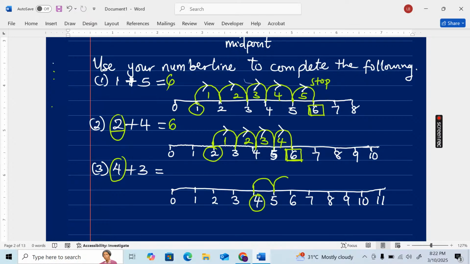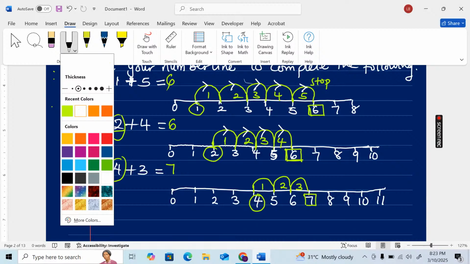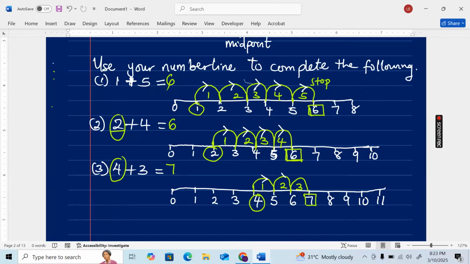1, 2, and 3. We stopped counting at number 7, which means 7 is our answer. Go ahead and write 7. We counted 3 to the right. We stopped at 7. Then after that, make sure you put your arrows. Your arrows show that you counted to the right. When you're adding, count to the right. When subtracting, you count to the left.